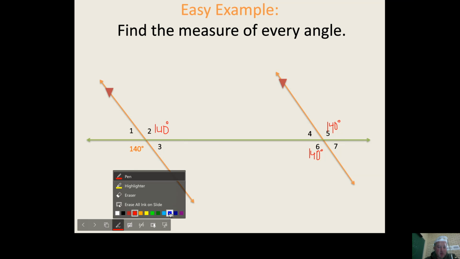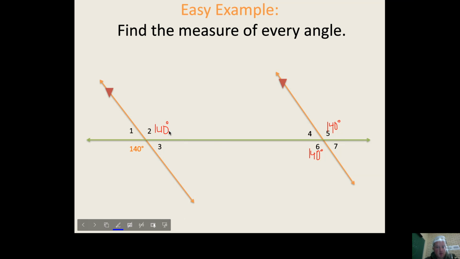The acute angles obviously are going to be different. You're going to find their measures because you know that consecutive interior angles are supplementary. So angle 3 and angle 6, they need to add up to 180. So you get consecutive interior angles here, and angle 2 and angle 4 are consecutive interior.